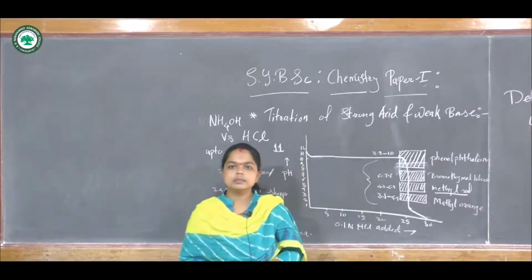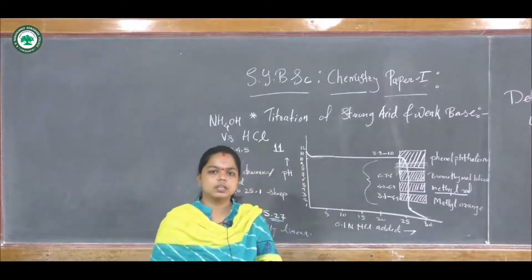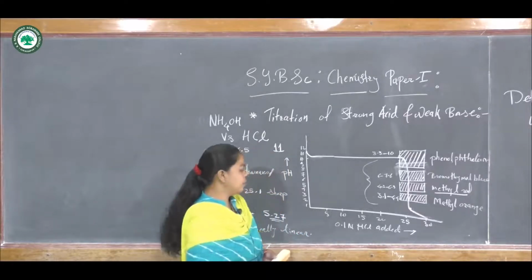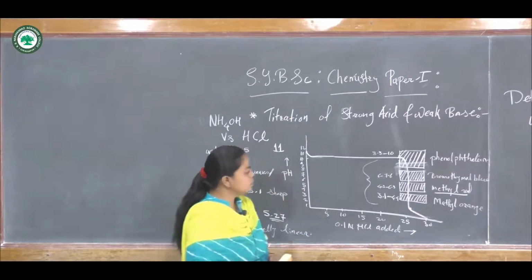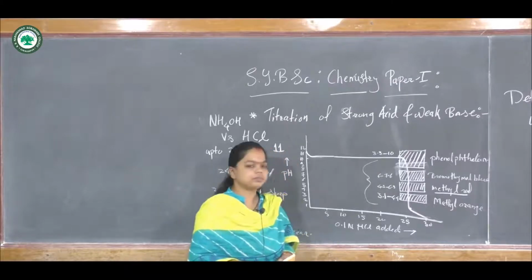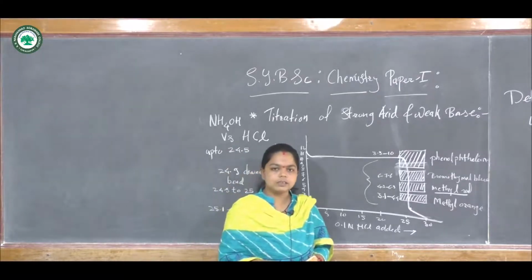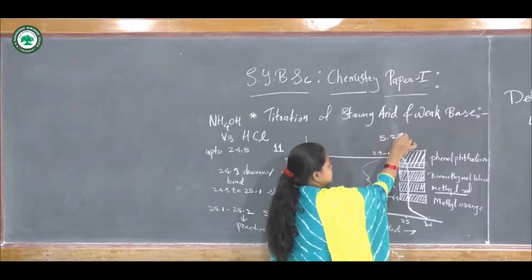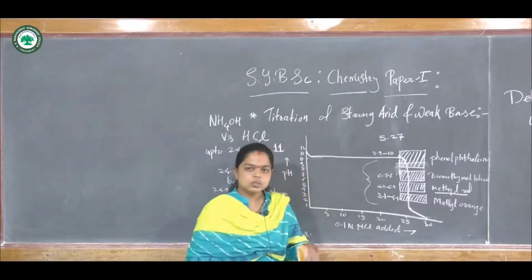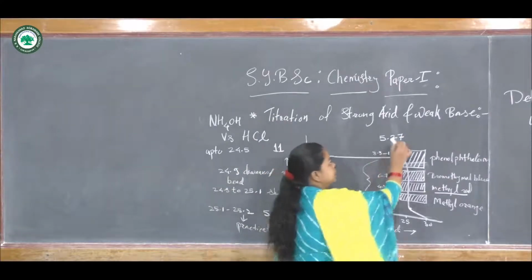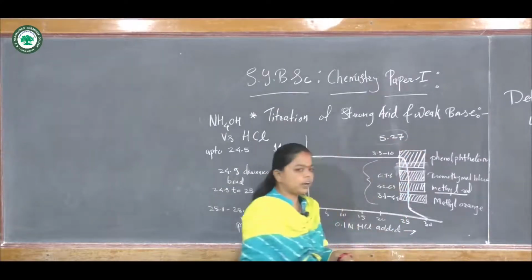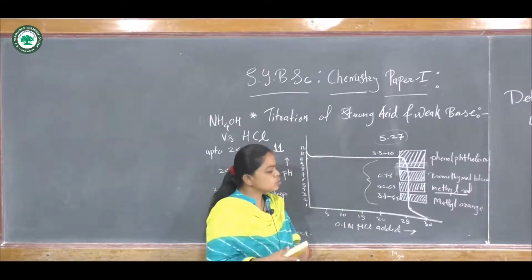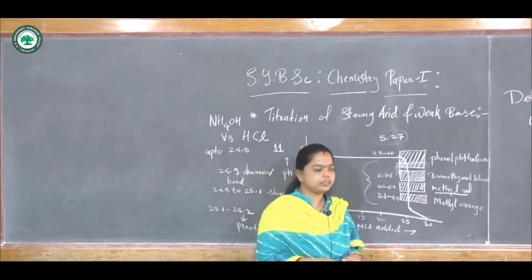Now in order to determine the best indicator, we have to see what the pH value is exactly at the end point. So it is nearly 5.27. So at the equivalence point nearly 5.27 pH is observed. So the indicator which has the range near to this 5.27, or very close to this value, will act as the best indicator for the titration.